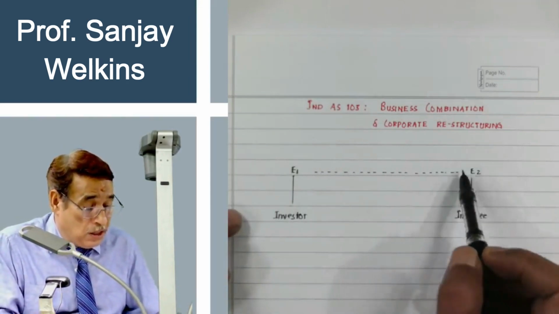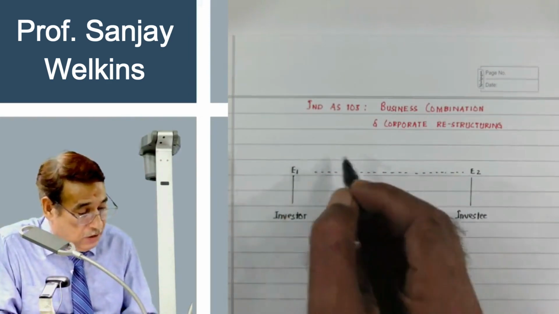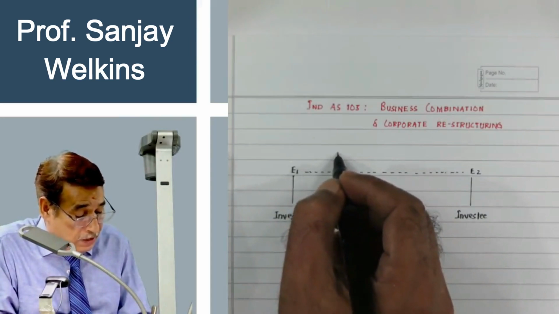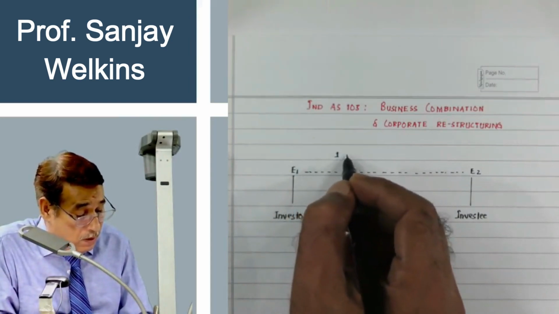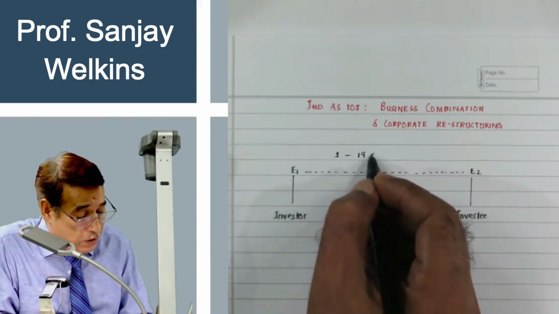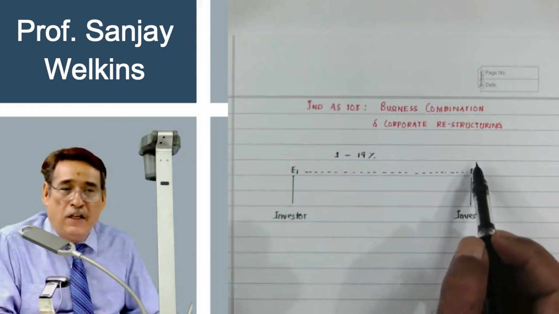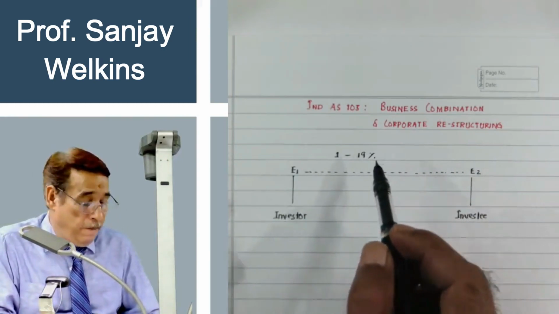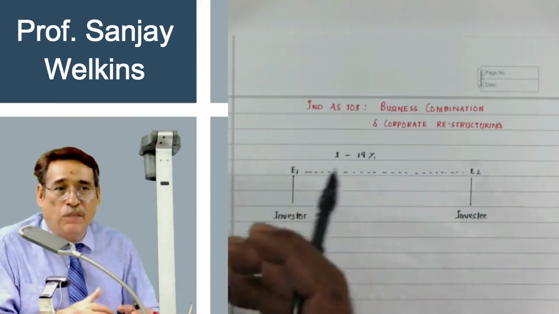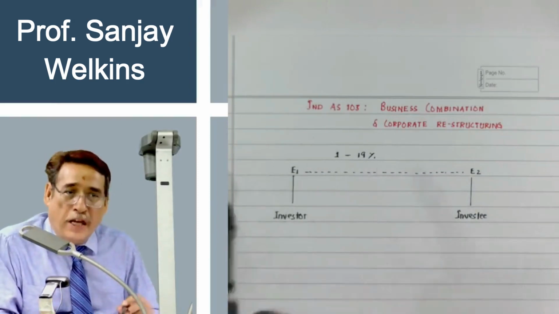Now suppose this particular entity has some share capital and I have invested in this particular entity, and my investment is, let us say, in between 1 to 19%. 1 to 19%, what does it mean? Whatever is the total share capital, let us say 100% is their total share capital, and I have purchased some shares. So my shareholding in this company is, let us say, 7%, 8%, 9%, up to 19%.